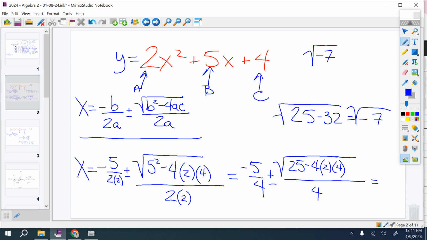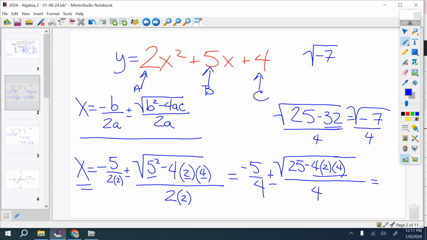Plugging in 2 for a, 5 for b, and 4 for c, we get x is equal to negative 5 over 2 times 2 plus or minus the square root of 5 squared minus 4 times 2 times 4 over 2 times 2. And that's the same as negative 5 over 4 plus or minus the square root of 25 minus this value here, which turns out to be negative 32, and it's all over 4.